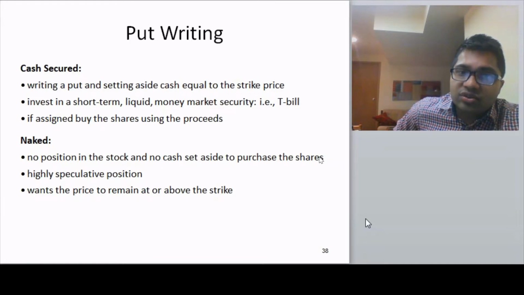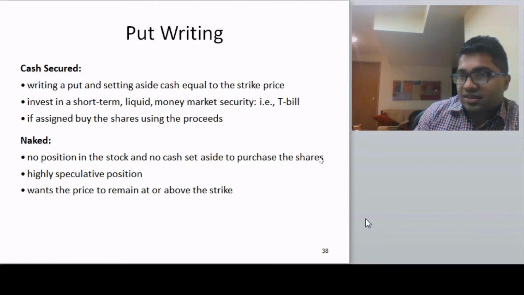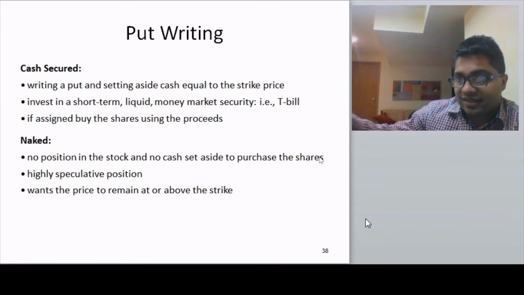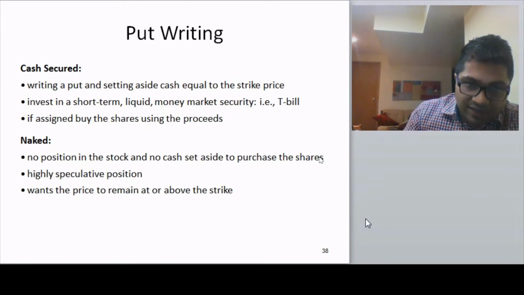Put writing is either cash secured or naked. Cash secured means writing a put and setting aside cash. So whatever cash is required, you set it aside and then write a put. Invest it in short-term liquid money market instruments like T-bills. If assigned, you buy the shares and then sell them.